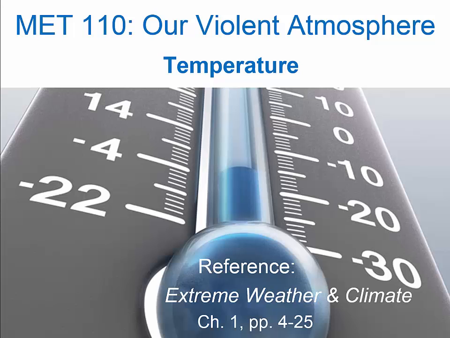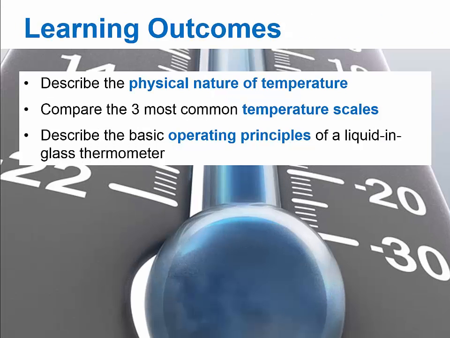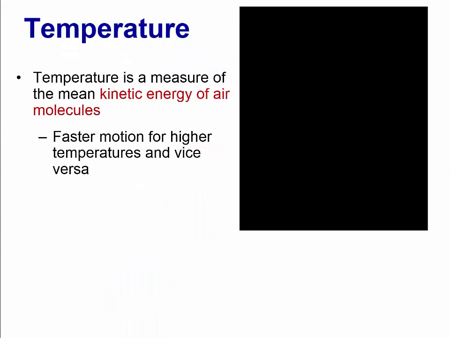Hey class, let's talk briefly about temperature, and let's focus on the physical nature of what temperature is actually measuring, the common scales used to quantify temperature, and then let's apply these concepts to the basic operating principles of a simple alcohol-based thermometer. Now, it's easy to focus on hot versus cold when it comes to temperature, but what we have to realize is that fundamentally, temperature is actually measuring the mean kinetic energy of the molecules that make up a substance. So when it comes to air, we're actually measuring how fast the air molecules are traveling.